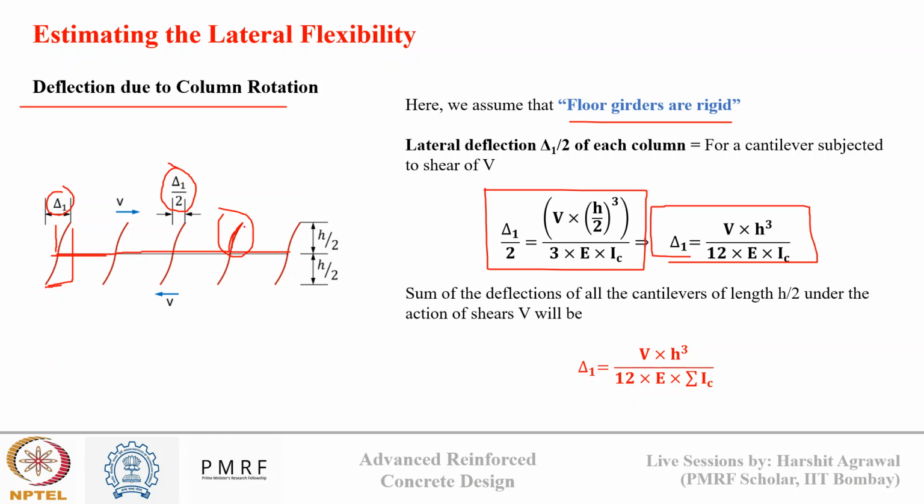Now this is for one column. If we know all the columns that are present in a story, then the total deflection delta 1 will be nothing but Vh cube upon 12E summation of Ic, the summation of the moment of inertia of each column. So the higher the inertia of the column, the lower will be the deflection in the column. We have seen earlier also that along the axis where inertia is more, the deflection is lower, that is, it is more rigid for rotation. You can see that same thing from here also. Delta 1 is equal to Vh cube upon 12E summation of Ic, and this summation is determined by the total number of columns present in a story.